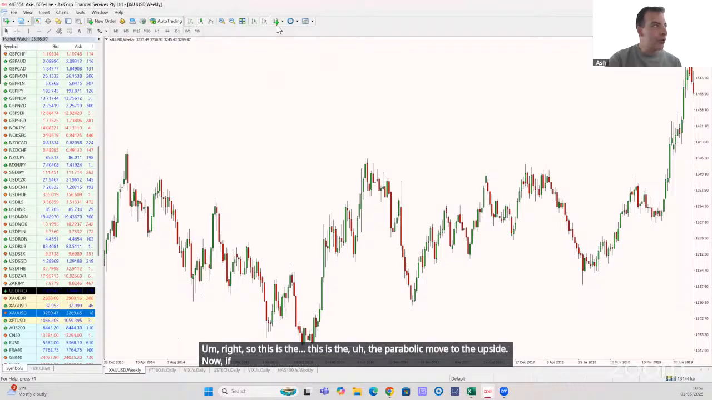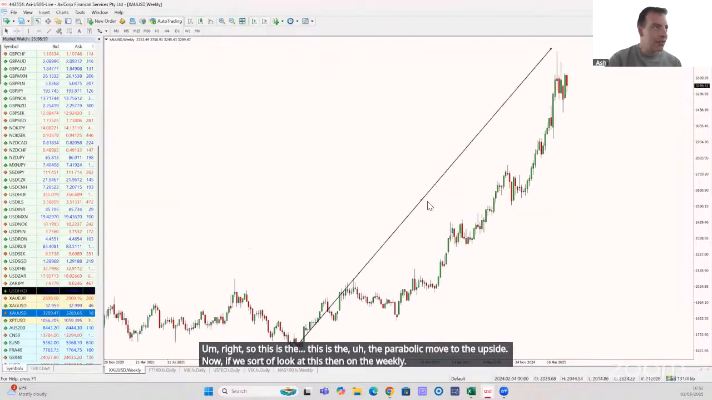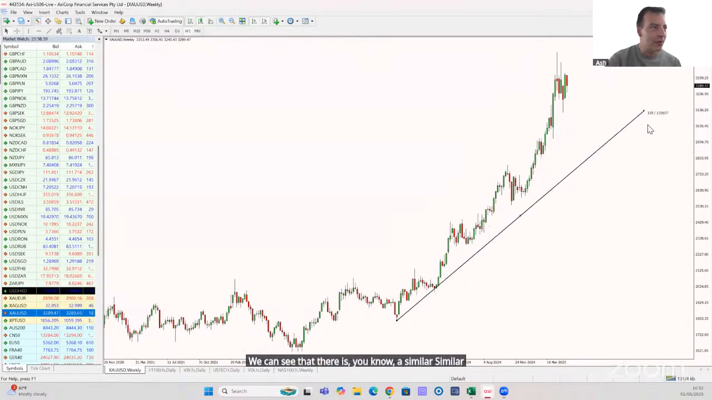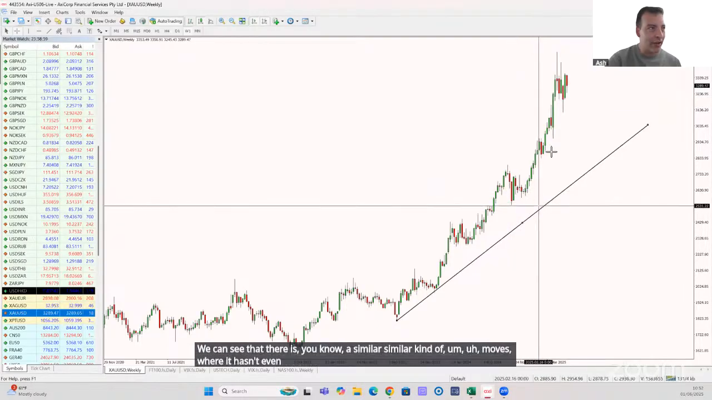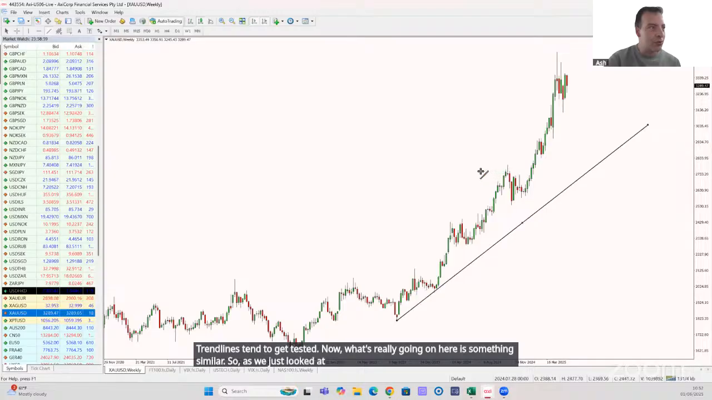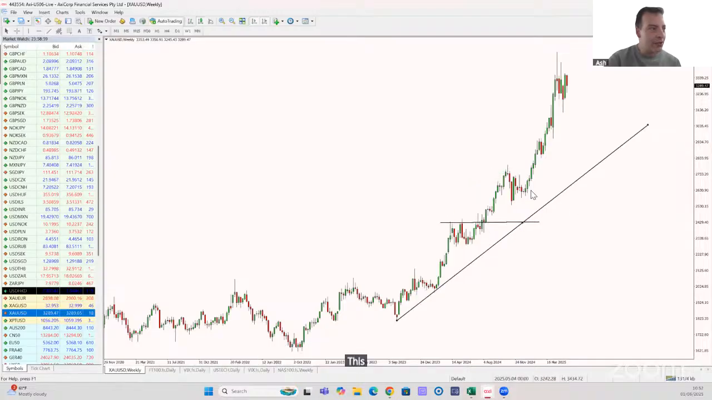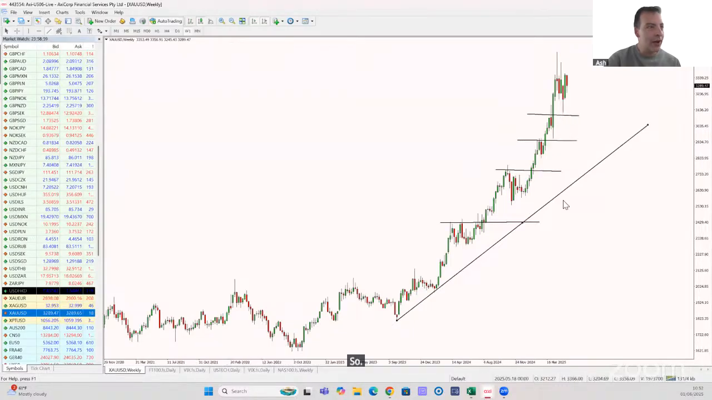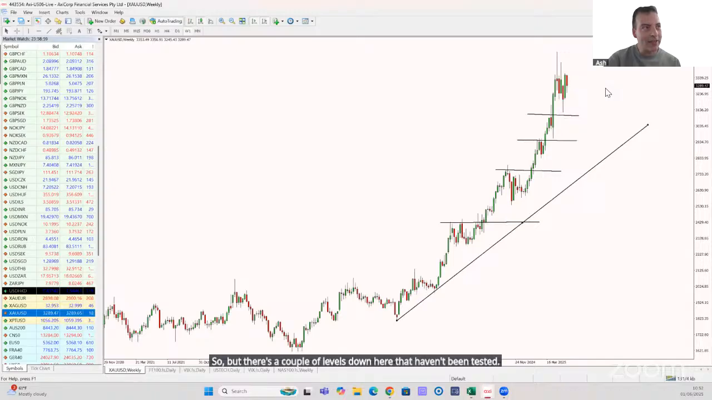Now, if we look at this on the weekly, we can see a similar kind of move where it hasn't even come back to the trend line. Trend lines tend to get tested. Now, what's really going on here is something similar. As we just looked at with the shorter term timeframes, this area here has not been tested. This area here has not been tested. This area here probably was. Yeah, that would qualify. That's okay. And this area here probably was as well. But there's a couple of levels down here that haven't been tested. That's a little bit problematic.